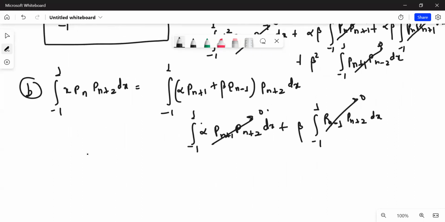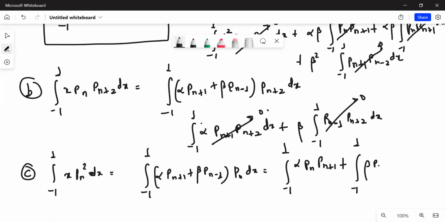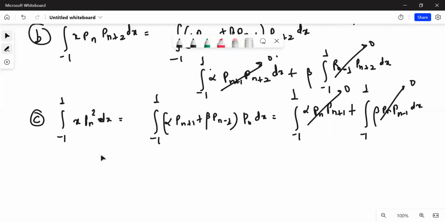Now, option number C says minus 1 to plus 1 x into pn square dx. So again, this would be equivalent to writing minus 1 to plus 1 x pn and into pn. X pn will be alpha pn plus 1 plus beta pn minus 1. And then again, x into pn, again a pn. So it will give you minus 1 to plus 1 alpha pn into pn plus 1 plus minus 1 to plus 1 beta pn into pn minus 1. So again, this would be 0 because of the orthogonality relations of the Legendre polynomial.